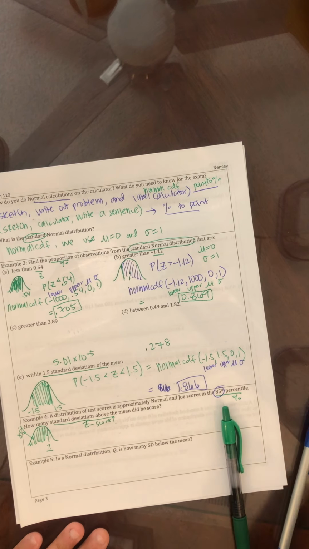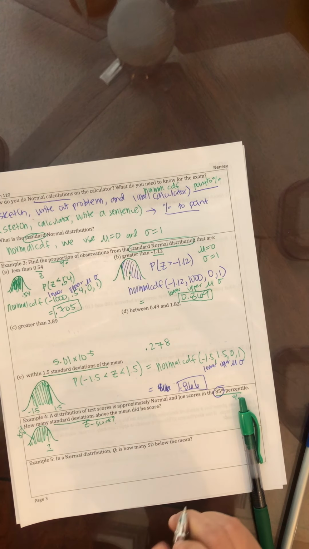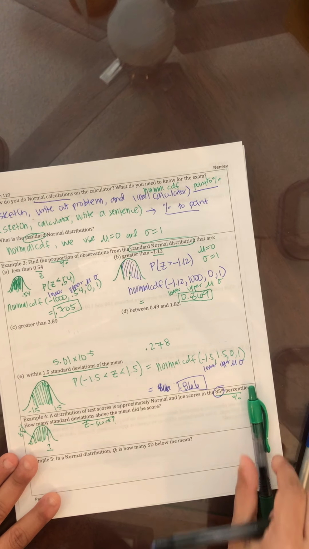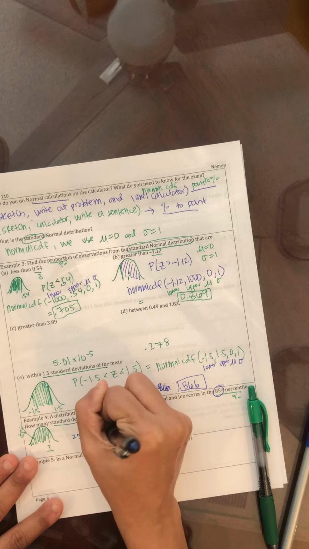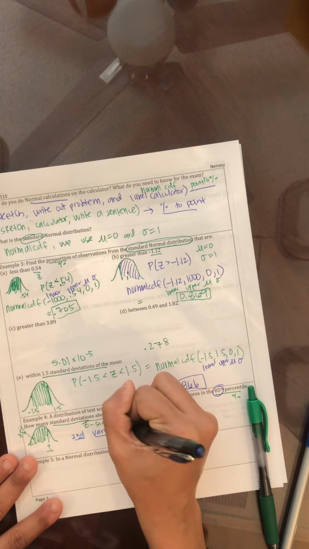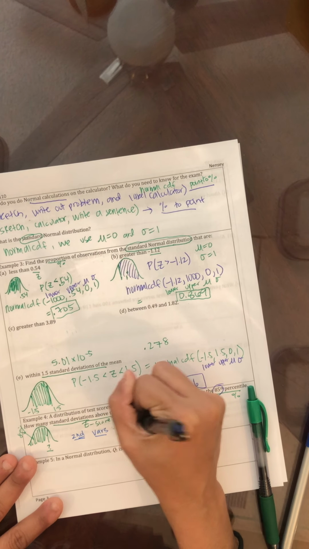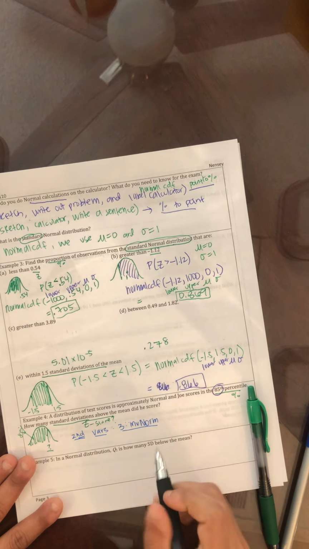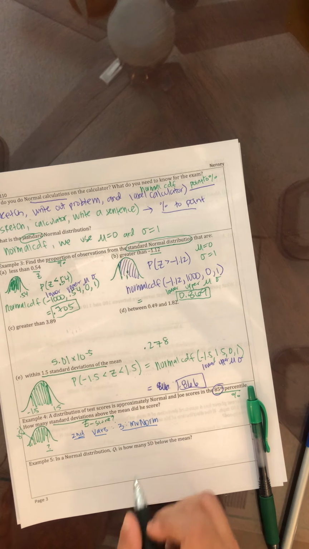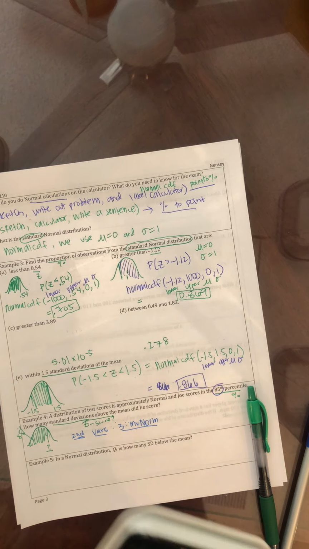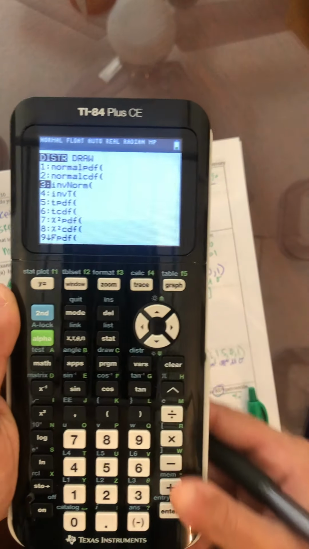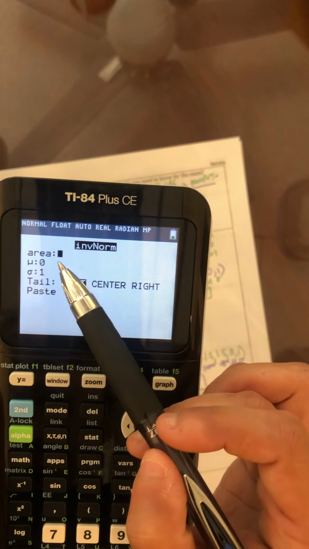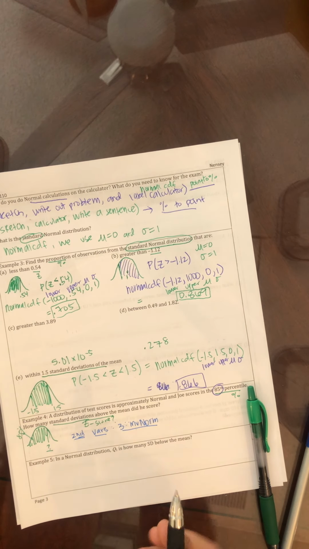All right, so to do this one, we're not going to use normal CDF. We're actually going to do something called inverse norm. Okay, so to get to inverse norm, you're going to do second vars. And instead of number 2, we're actually going to do number 3, which is called inverse norm. Okay, so it's the inverse of a normal curve is what that stands for. And so if we go there, now yours might be a little different. So second vars, and instead of 2, we're going to go to 3. Okay, it asks you for area. Now this area is always going to be to the left. So if you look at your picture, your to the left area is 0.85.